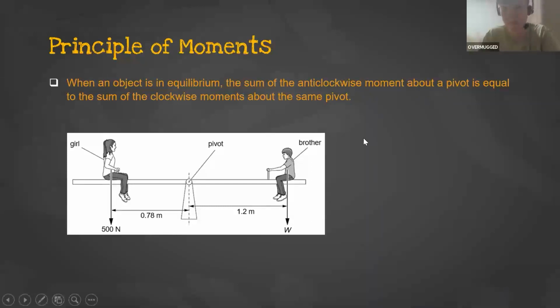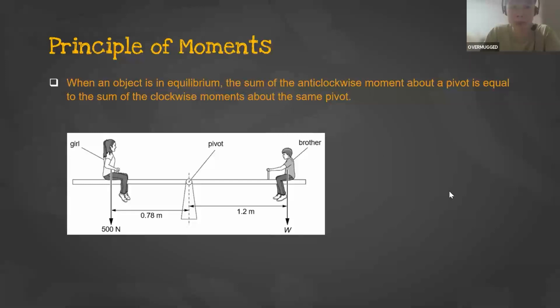So let's say I have this example over here. I have a seesaw, I have this girl, I have this brother. For exam questions, they usually like to ask, calculate the weight of the brother. So the weight is the unknown over here. I need to apply the principle of moments to solve this kind of question.